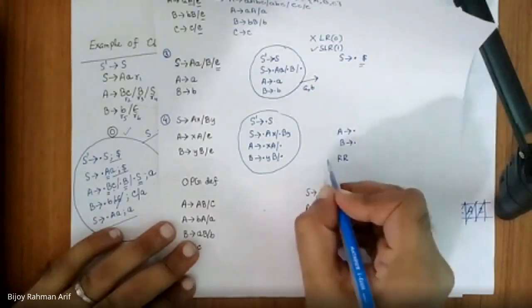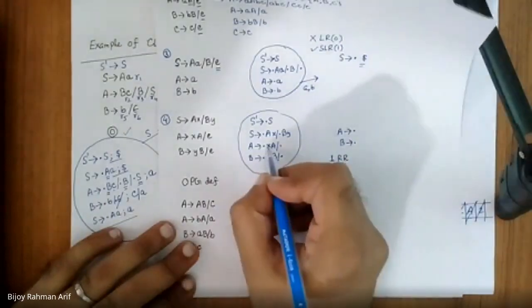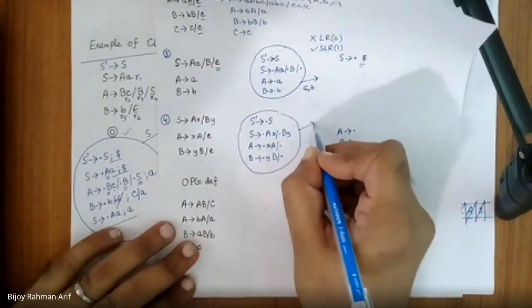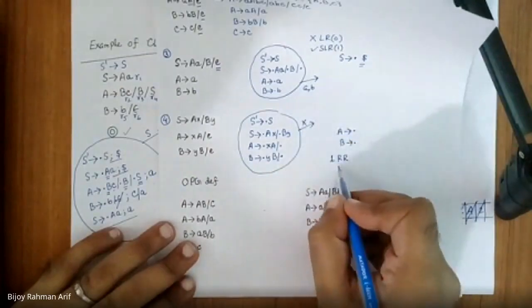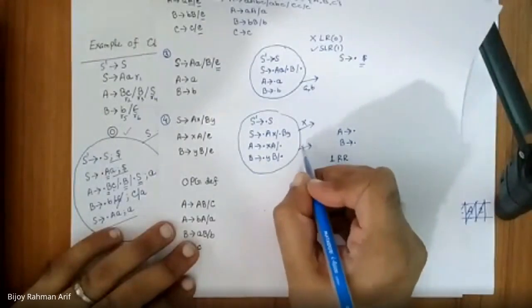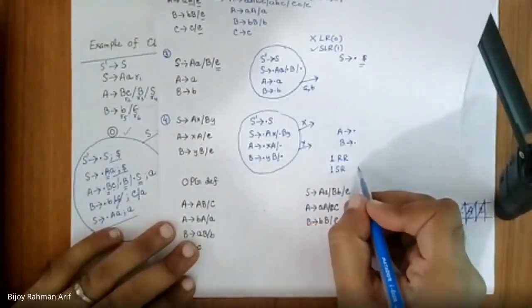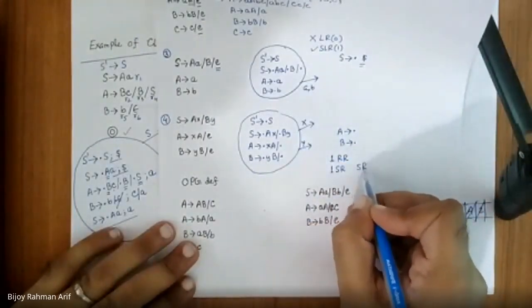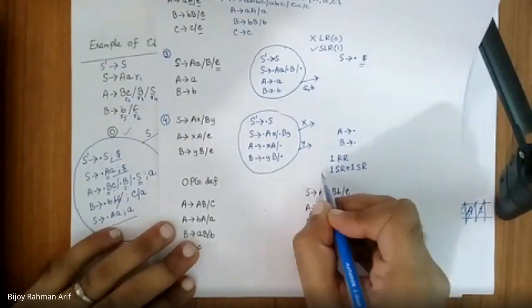Then it has a shift on X. So definitely there is an SR conflict. And there is a shift on Y. Definitely there is another SR conflict. In total, there should be 3 conflicts.